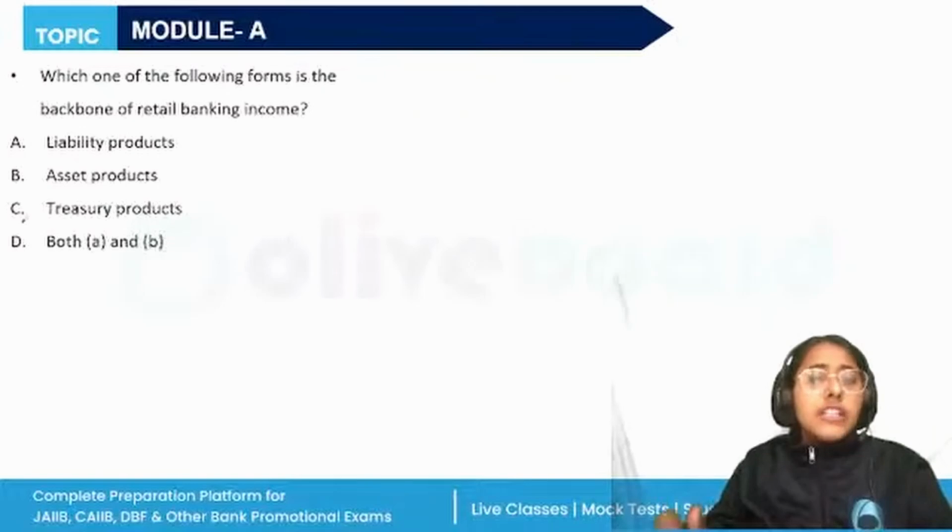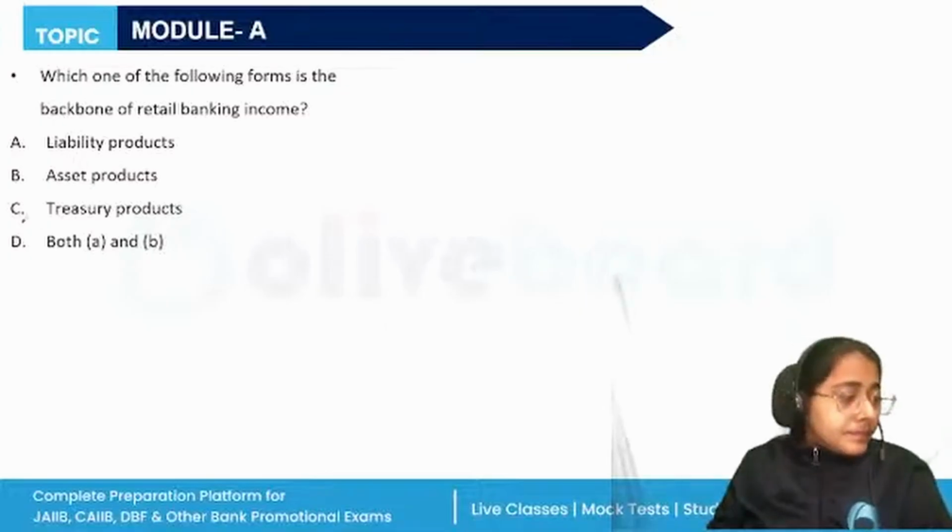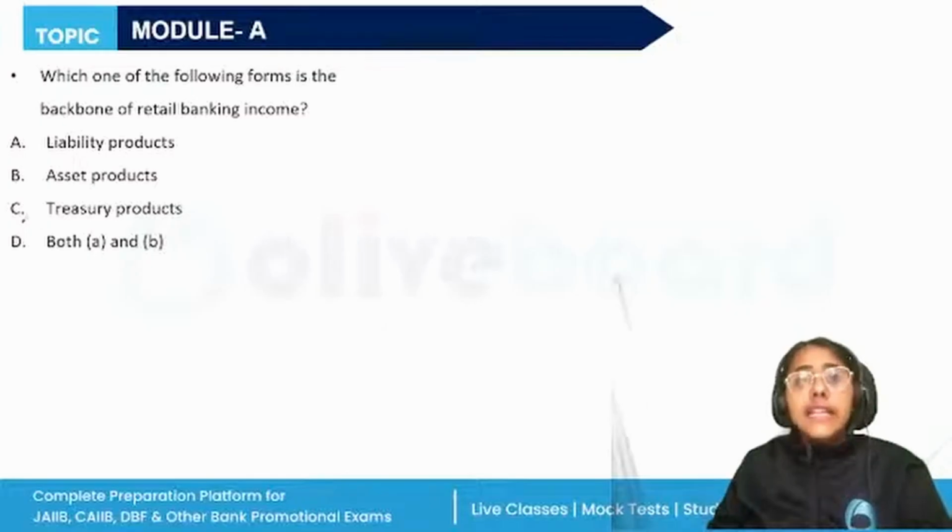Next, which one of the following forms is the backbone of retail banking income? The liability products, asset products, treasury products, or both A and B? Backbone means which will get the maximum income for the bank so that they can sustain and continue their operations.